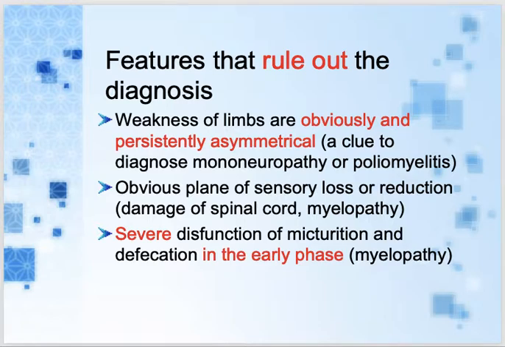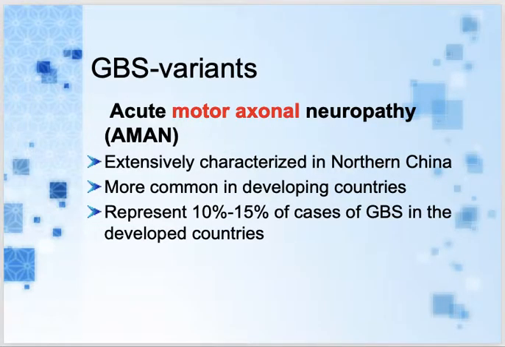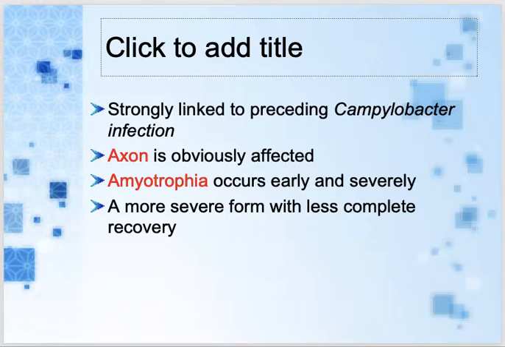For example, one is called acute motor axonal neuropathy. Now this one is more common in children and young adults, and it is more prevalent in China and Mexico. And it may be seasonal, and these patients have anti-GD1A antibodies. And this one is basically damage to the axons. So this is one of the variants, and see, the axons are obviously affected in this one.